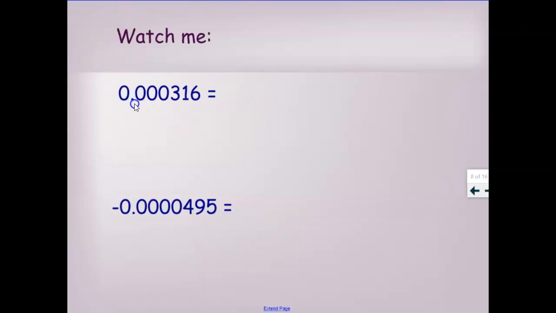Okay, all right, well, my decimal's already there, but that's not the first non-zero digit. So I'm going to relocate it right there. 1, 2, 3, 4 moves. So I'm going to write 3.16 times 10 to the 4th. But then I'm going to stop and think and go, hey, this is a tiny number. This is a decimal number. So I need a negative exponent.